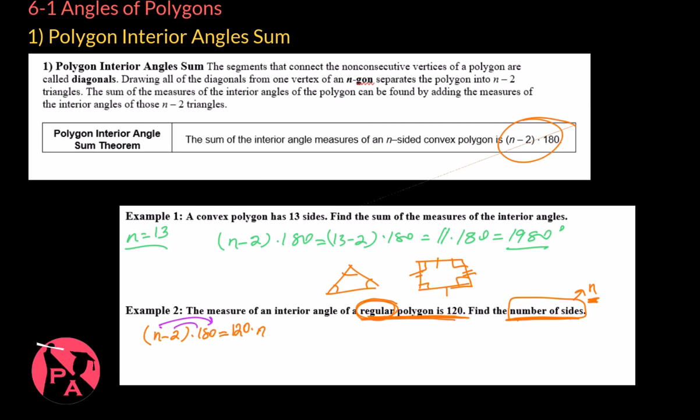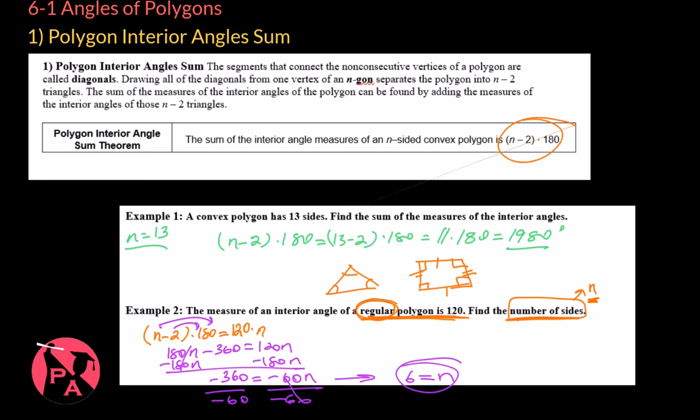Distribution, n times 180 is 180n, minus 2 times 180 is 360, equals 120n. So subtract 180n on each side. On the left side, we have negative 360. On the right hand side, we have negative 60n. So if we divide each side by negative 60, from this we get 6 equals n. So this polygon is going to have 6 sides.